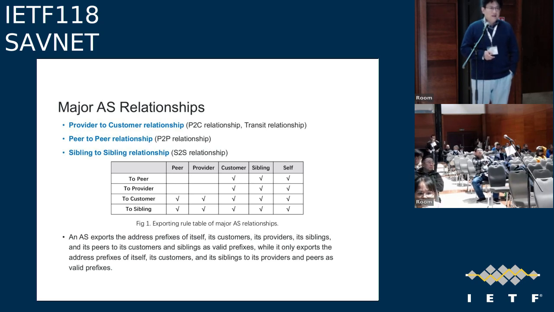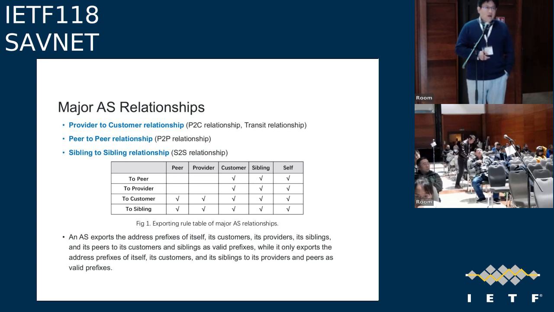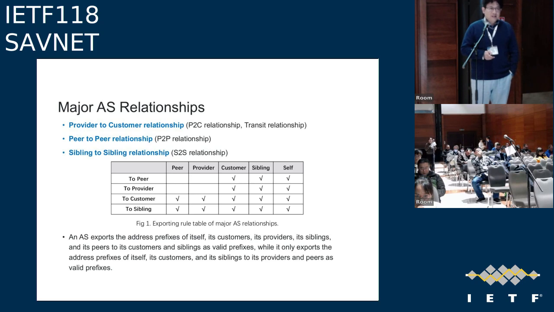Here is the exporting rule table of major AS relationships. AS X exports the address prefixes of itself, its customers, its providers, its siblings, and its peers to its customers and the siblings as valid prefixes. While it only exports the address prefixes of itself, its customers, and its siblings to its providers and peers as valid prefixes.